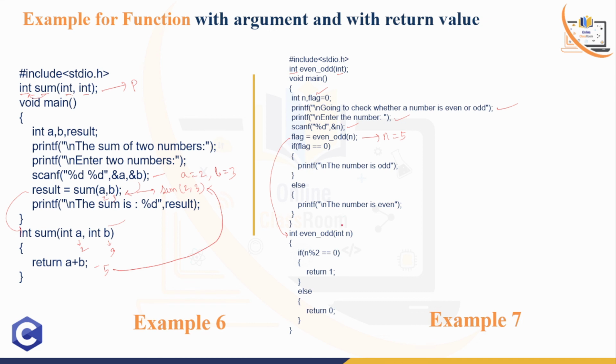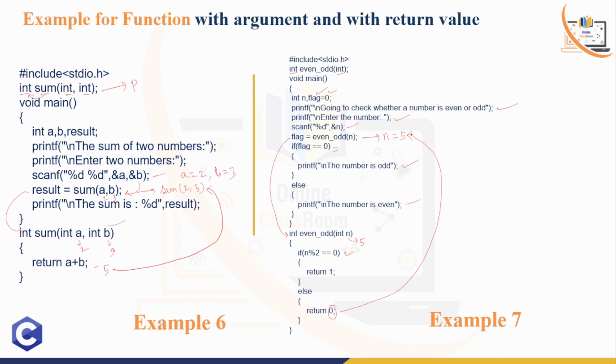This is the concept. Now even odd int n: suppose the value of n equals 5, so here also the value of n equals 5. Now there is a checking of mod 2, which gives the remainder. If we divide this 5 by 2, and check whether it double equals 0, obviously it is false. So it will go into the else part and return 0. This 0 is nothing but an integer number, and according to the function concept it goes back to the calling part. Now what is the value of the updated flag? It is 0. Now if flag double equals 0, the number is odd, else the number is even. Obviously this is true and 'the number is odd' will print.